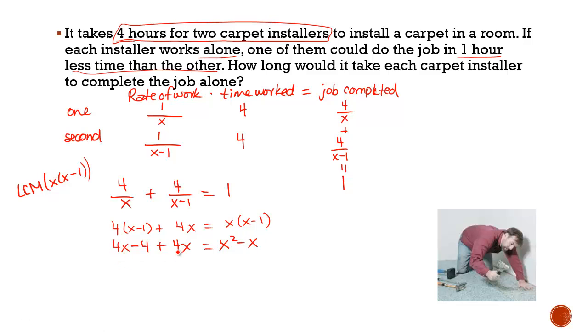Let's get everything to one side. This is 8x, so that'll be x squared minus 1 minus 8 will be minus 9x, and then the 4 will be plus 4. And this is non-factorable, but we can use the formula because it helps us find answers to non-factorable equations.